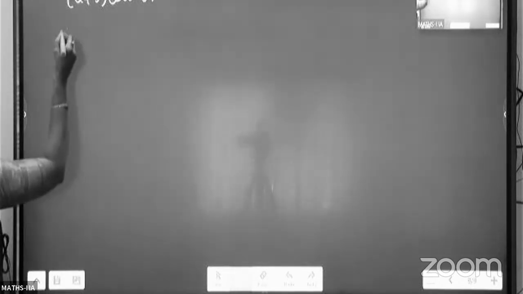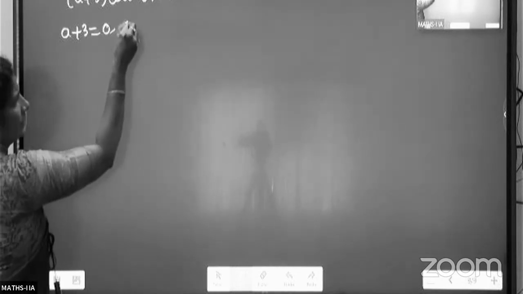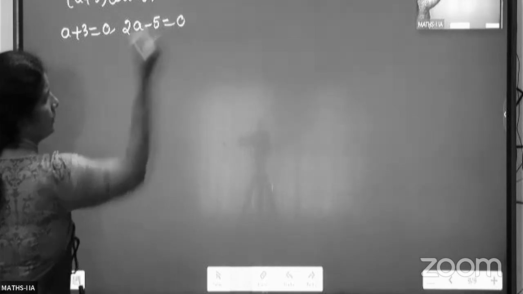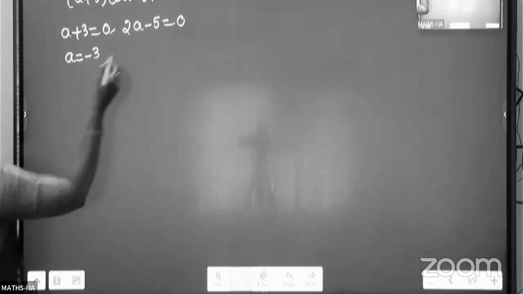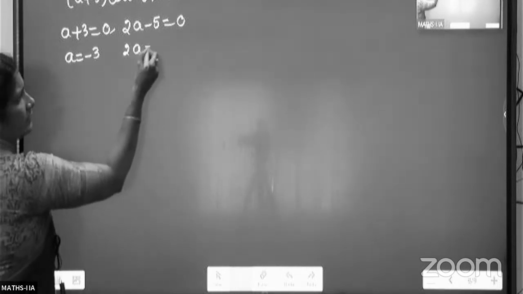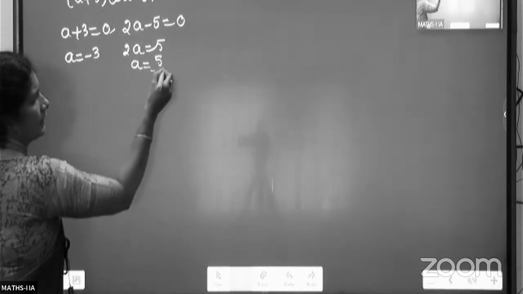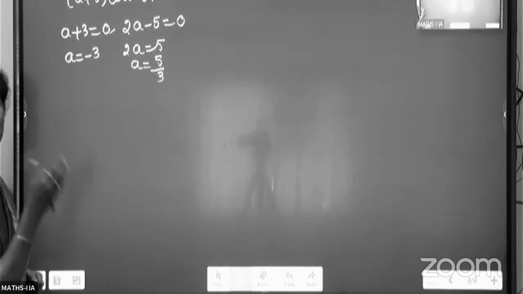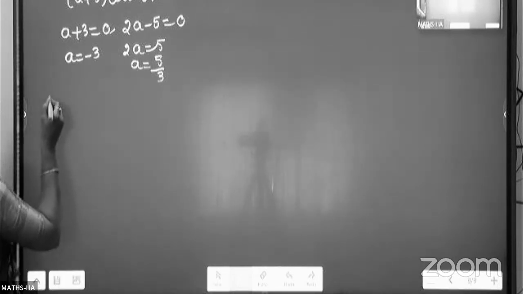Two terms are there. Take both the terms individually. a plus 3 is equal to 0, 2a minus 5 is equal to 0. So from here, a is equal to minus 3. From here, 2a is equal to 5, so a is equal to 5 by 2. Do we want a value? Solve means we have to find the x value. So we got the a values.